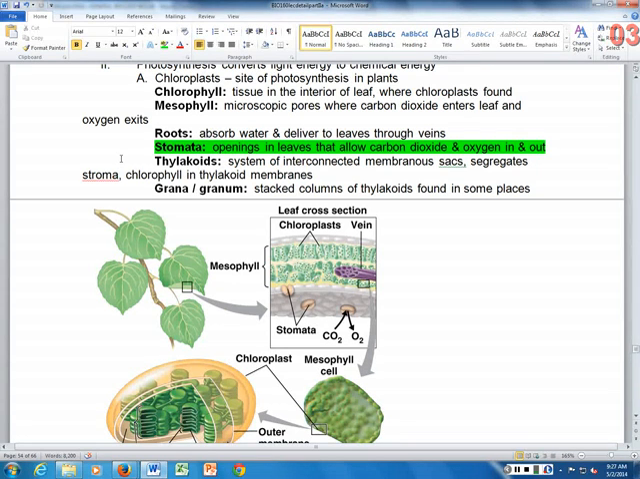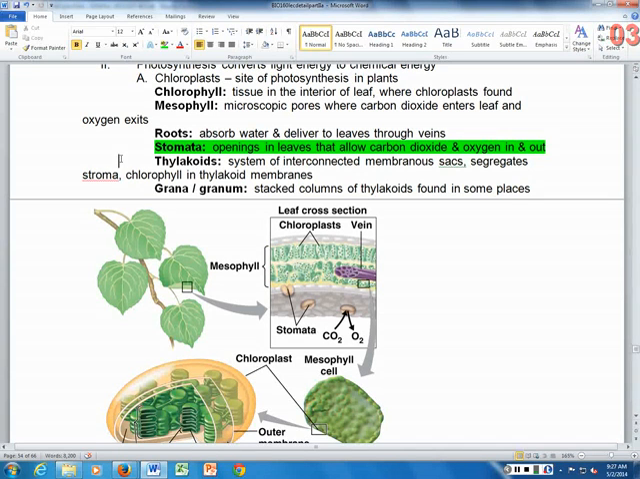So yeah, the stomata, and if you work in healthcare already and you've seen people that have had their colons removed and they have to have the bag, the stoma is the hole, stomata are holes. So your roots are going to absorb the water, and the water is going to get delivered up to the leaves through the veins.